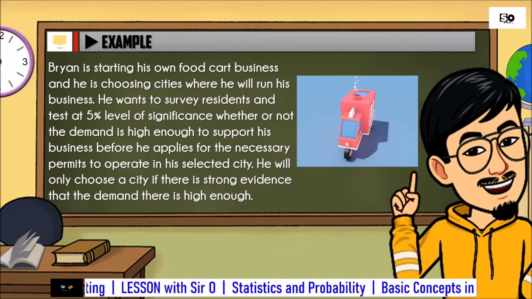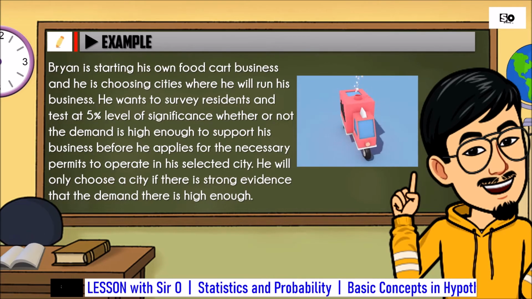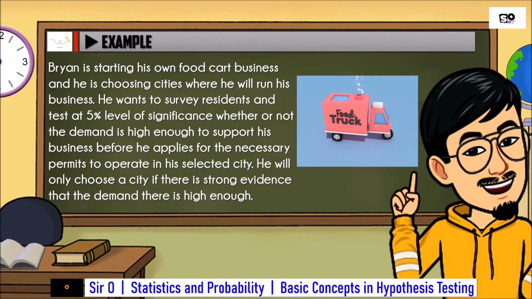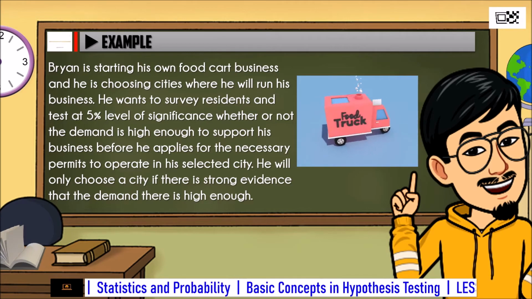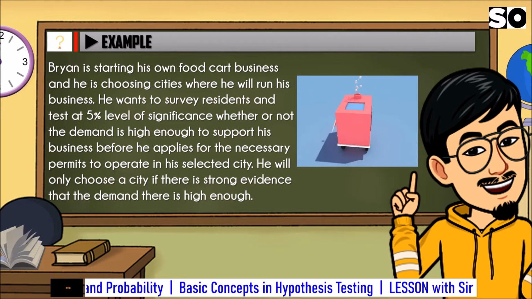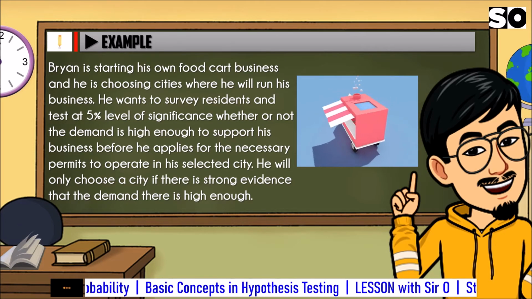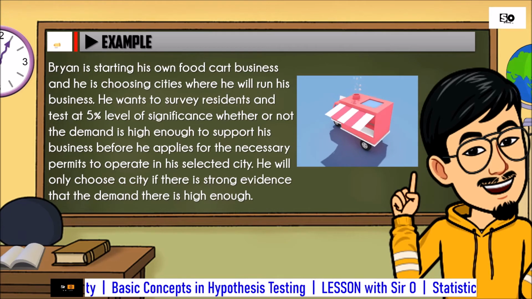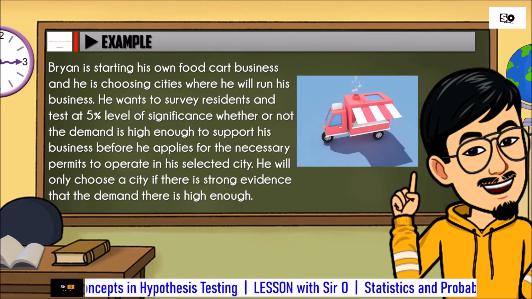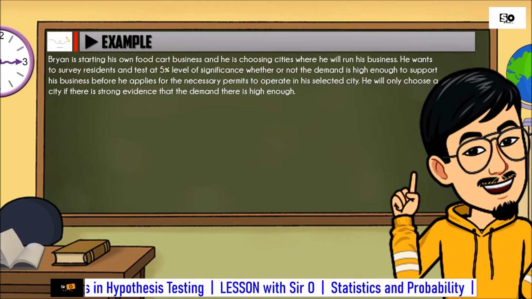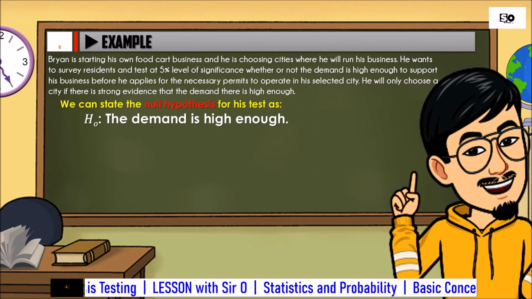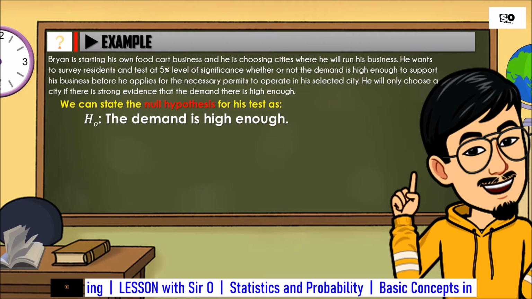Brian is starting his own food cart business and he is choosing cities where he will run his business. He wants to survey residents and test at 5% level of significance whether or not the demand is high enough to support his business before he applies for the necessary permit to operate in his selected city. He will only choose a city if there is strong evidence that the demand there is high enough. We can state the null hypothesis for this test as: the demand is high enough.